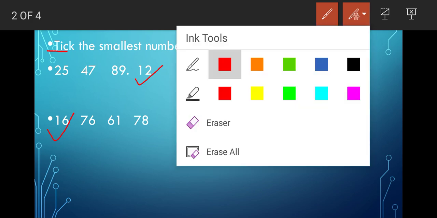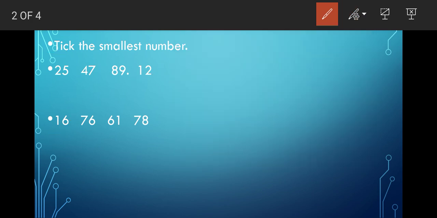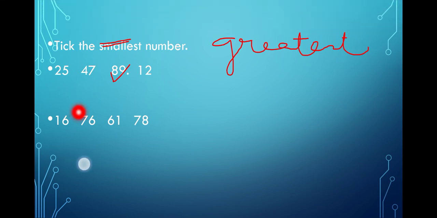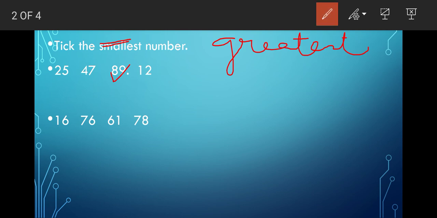Now suppose, let me erase this one. Suppose if the question is tick the greatest number instead of smallest. How will you do it in the same question? So here the greatest number is 89. 25, 47, 89, 12. So 89 is the greatest number. Now in the second question, 16, 76, 61 and 78. So here the greatest number is 78. So you will be giving a tick here. No cross, no circle, you will do tick.